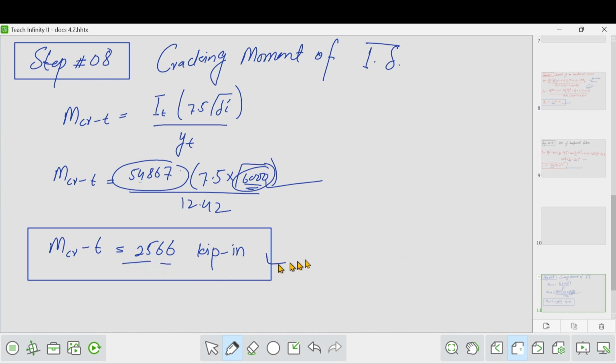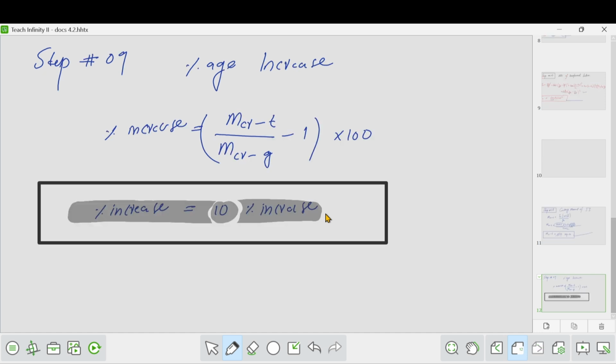So the cracking moment of the transformed section is a little bit greater than the cracking moment of the gross cross section. How much is it increased? The transformed cracking moment is 10% greater than the gross cracking moment. Okay.